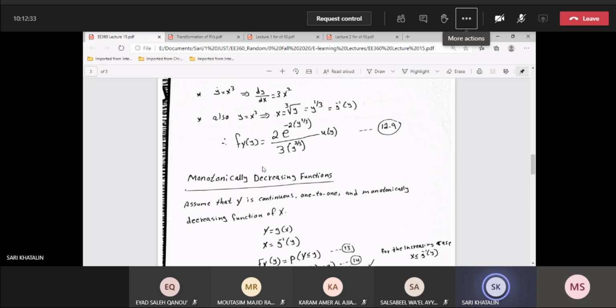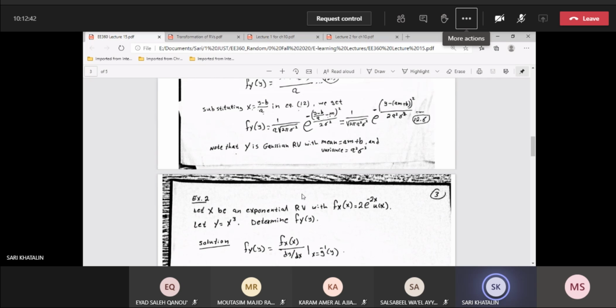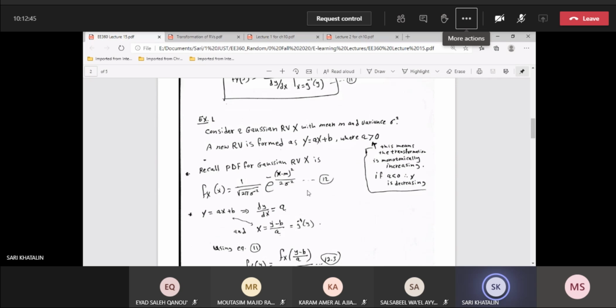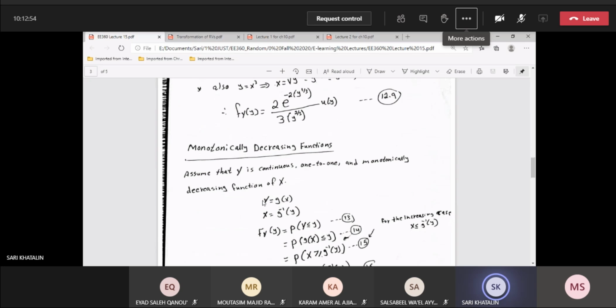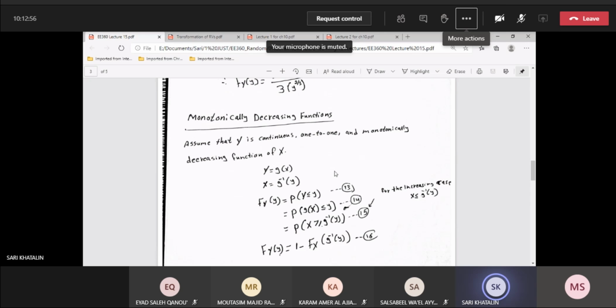So that's related to when the function y is increasing. What if it's decreasing? Meaning, if we have, let's say, this function right here, this example, and a is negative. So this is going to change a little bit. We will do the same analysis like we did before. Y is equal to g of x, and of course x is the inverse function of y.